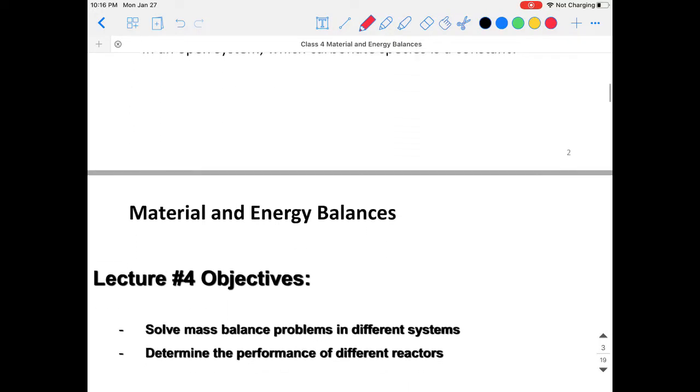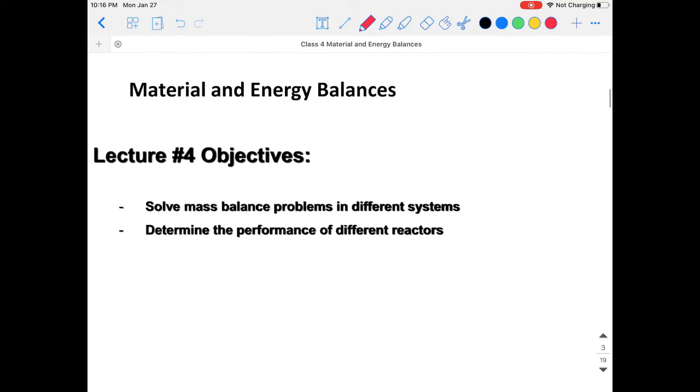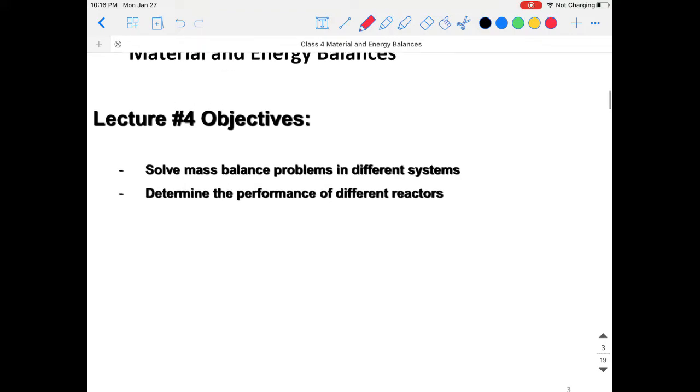All right, so in this class, we're going to continue on the topic of the materials and energy balance. So the course objectives are, first, to solve the mass balance problems in different systems. And secondly, we want to show several reactors and also try to understand how the concentration or how material is being conserved within different types of the reactors.